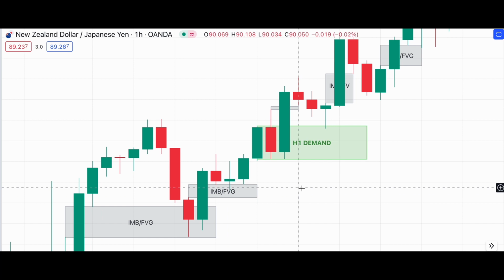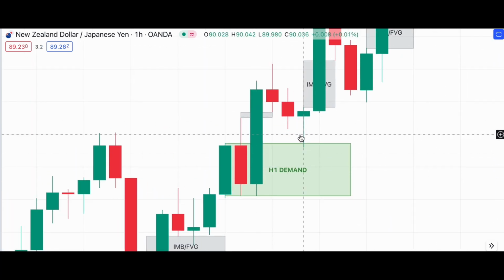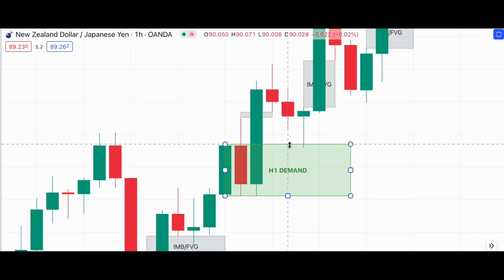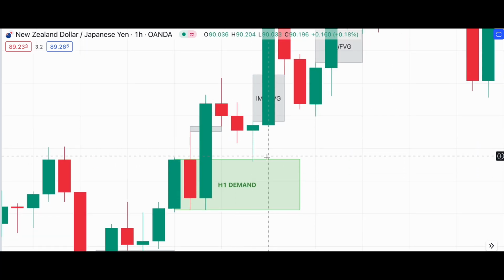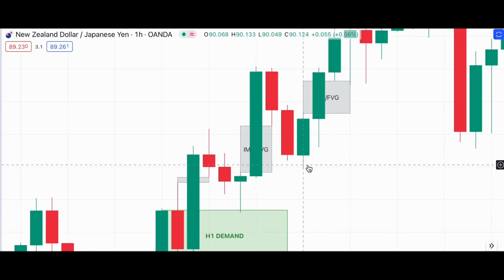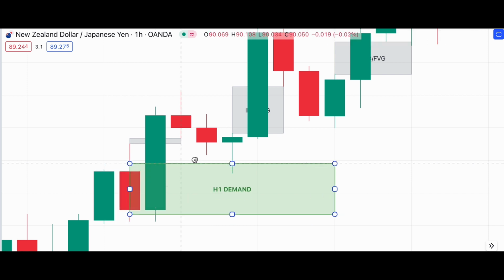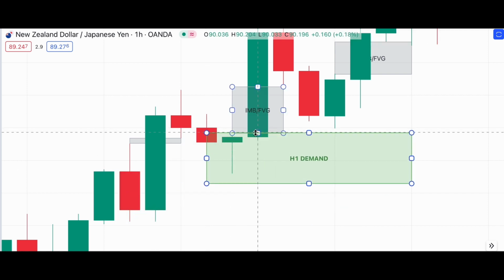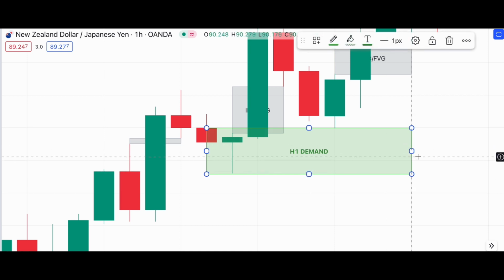Then we prefer to look for the zone that creates the imbalance. Then be patient, wait for the retest to the zone. Then this is where we make our entry. Again, right here, this zone has been mitigated. Right here, we have another new zone. And we have another new zone right here.